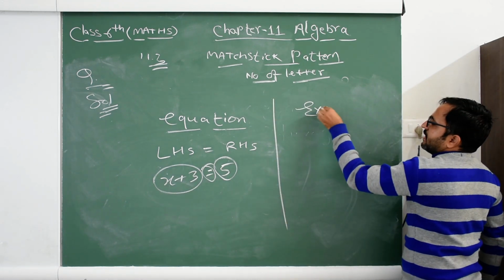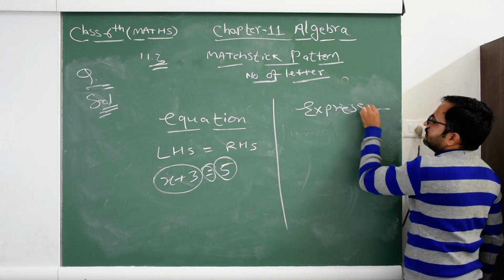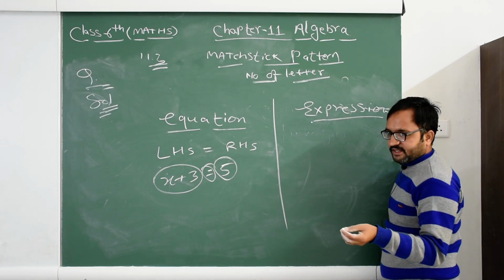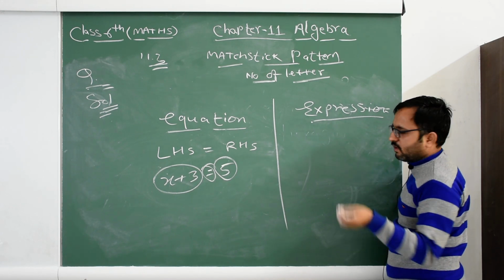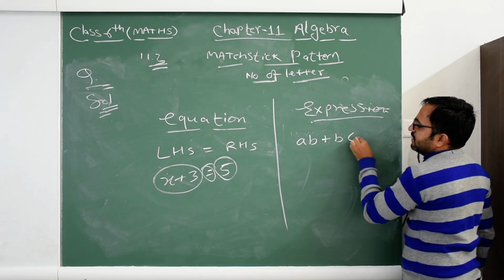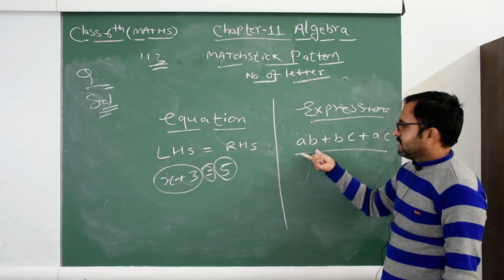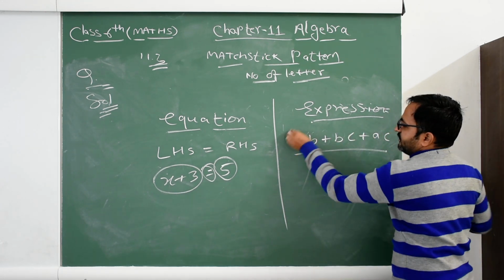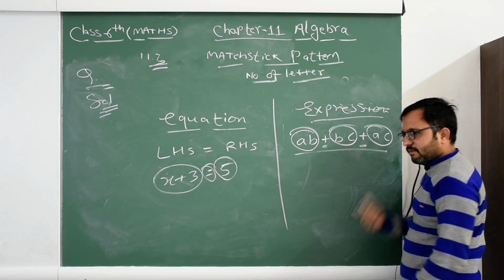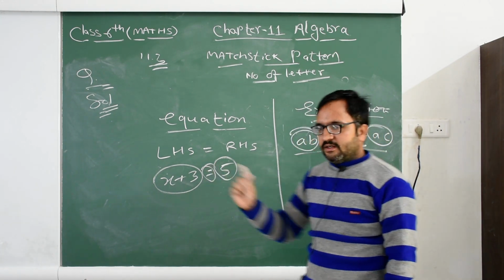And what is an expression? In an expression, we perform different types of operations, plus, minus, multiplication, division, on particular terms. For example, AB plus BC plus AC. This is a type of expression. In this expression we add different terms. As many terms as you wish, you can add, subtract, multiply, divide.